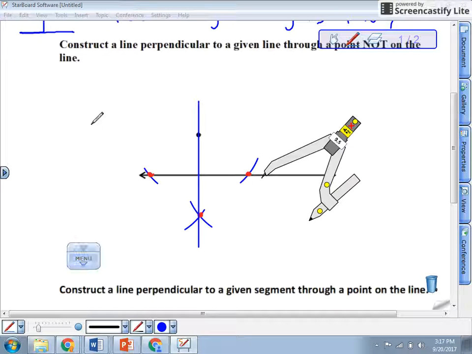Now, once we've created our perpendicular line, make sure to put our perpendicular symbol. I'll do that in red to highlight it again. Here is our perpendicular symbol. That means we've created a 90-degree angle.